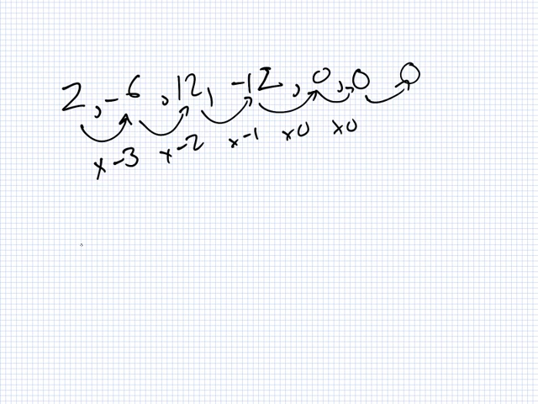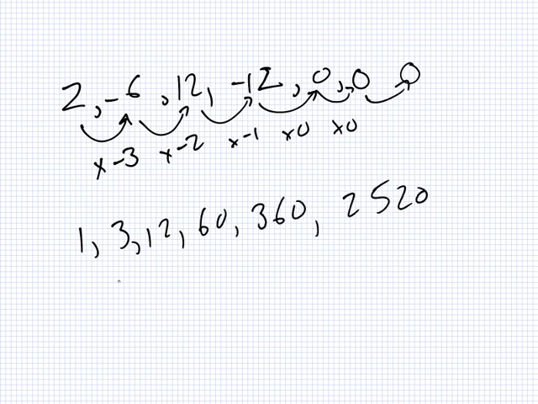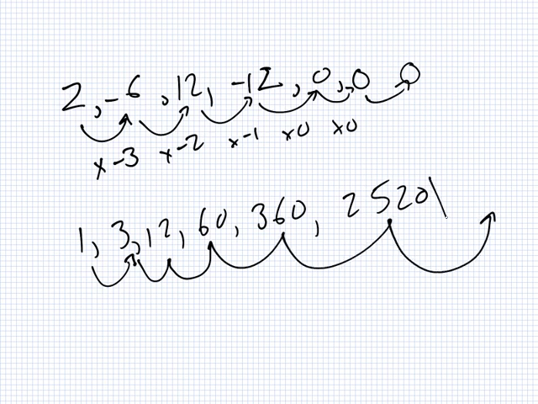Okay, so the next one was 1, 3, 12, 60, 360, 2520. So that's multiplying by 3, multiplying by 4. I see. Multiply 5, multiply 6, multiply 7, multiply 8. 20,160. Yes. Okay, let me give you one more before we go on to something else.